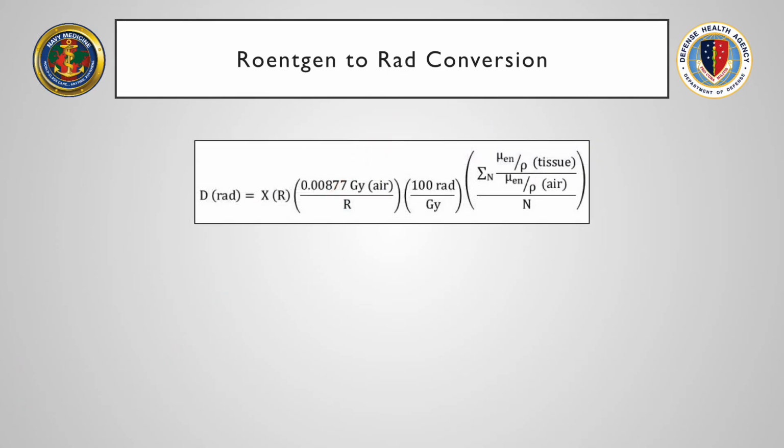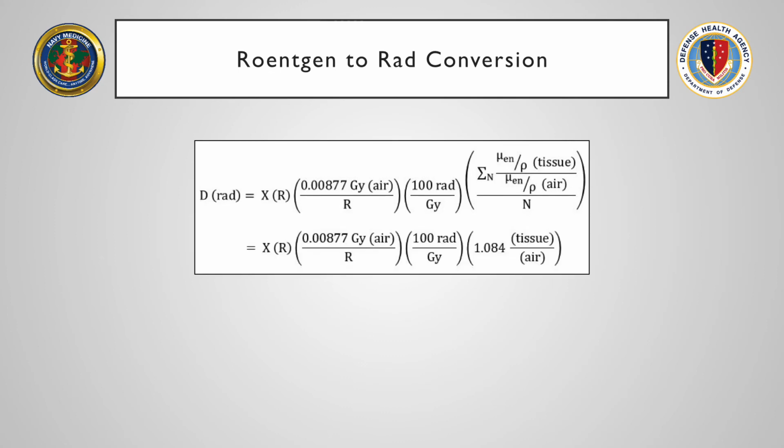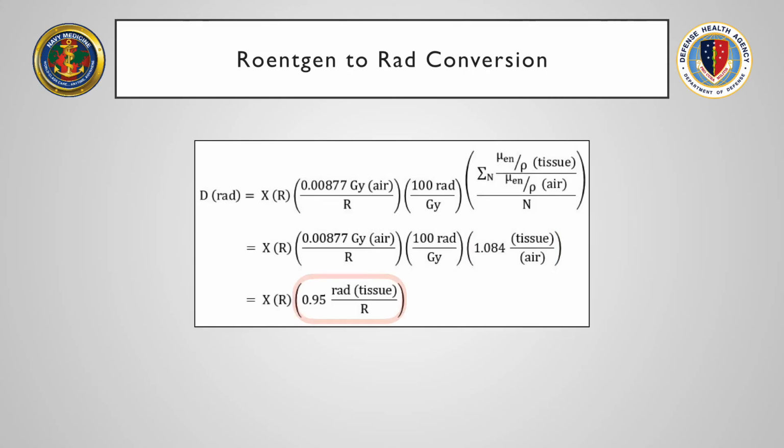Now we can return to that equation we had before. We didn't know how to determine that sum of all the mass energy absorption coefficients. But now we can carry the equation one step further and insert that 1.084 into the equation, and multiplying all of those values together, doing our unit analysis, we're left with 0.95 rads in tissue per Roentgen.